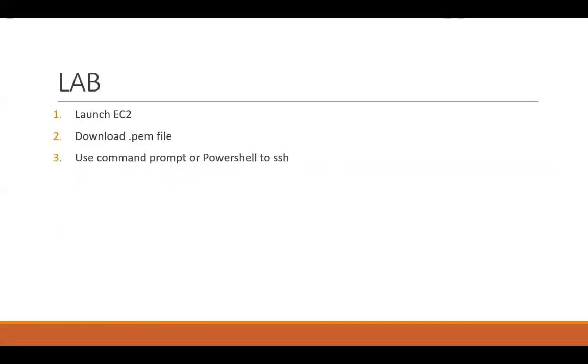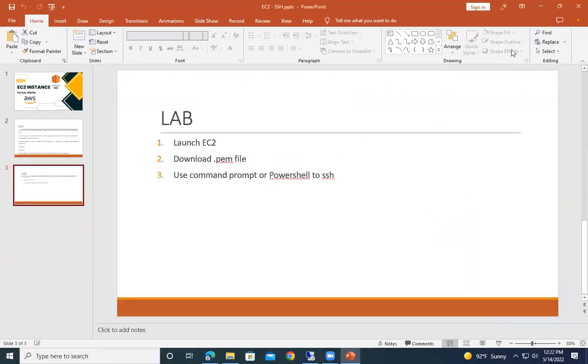So in today's lab, I'll be showing you how to launch an EC2 instance and how to create a key, that is a .pem file, and it is only downloadable once. We cannot download it later, so we need to keep it safe in order to access the EC2 instance. I'll be using command prompt or PowerShell to access the EC2 instance. So let's move on to the AWS console.